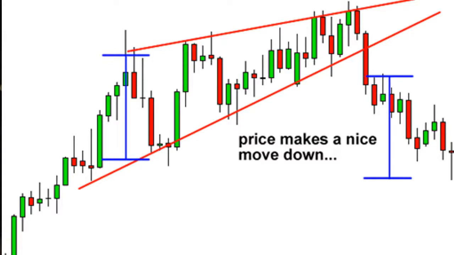So we measure the height of the wedge, and then we place that to the downside of the wedge when it breaks out, and that gives us our target level. As you can see, it broke out to the downside, and it went even further than our target level. Now let's look at a falling wedge. Just like the rising wedge, a falling wedge can either be a reversal or a continuation pattern.